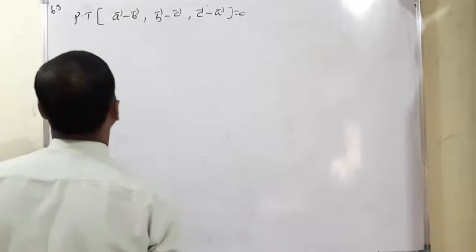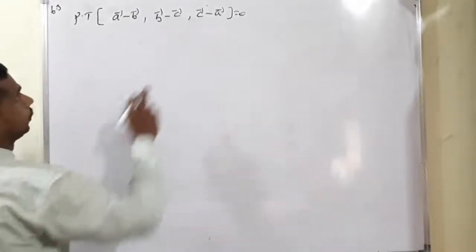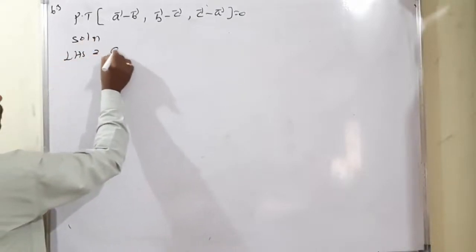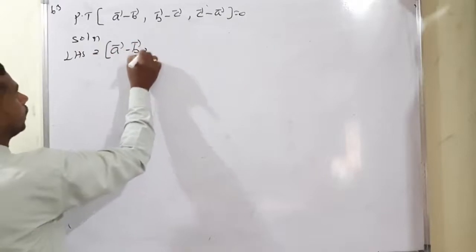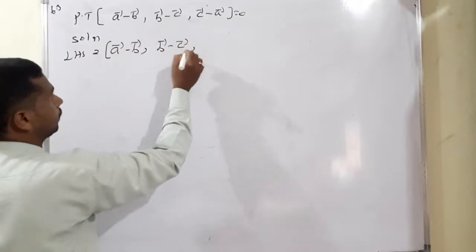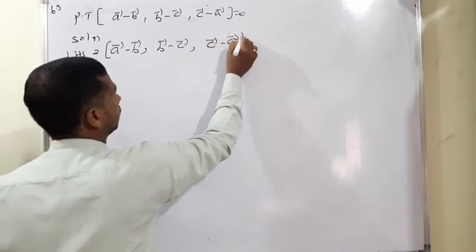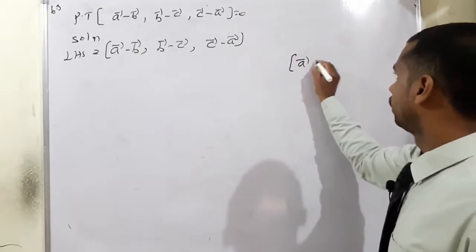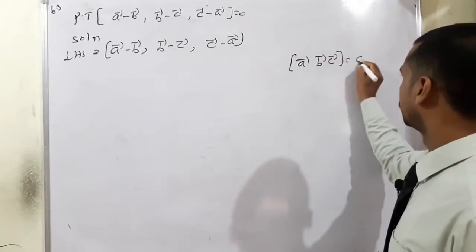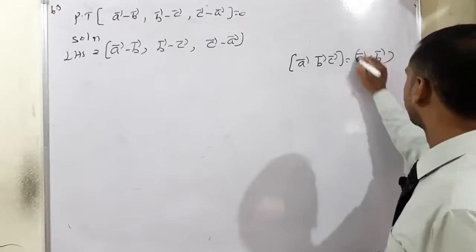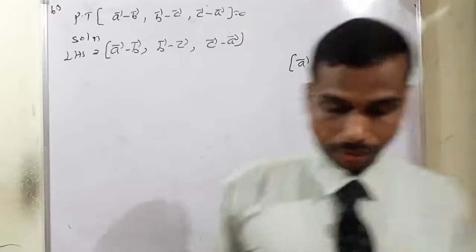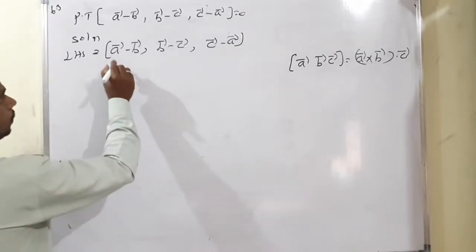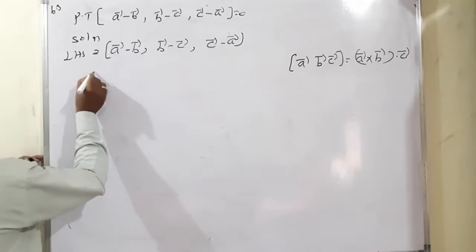Question number 3 from exercise 6.3. Prove that, we have to show it is equal to 0. LHS term. Solution. So, what is the LHS term? The box product of (A vector minus B vector), (B vector minus C vector), (C vector minus A vector). Already we know the box product [A vector, B vector, C vector] is equal to A vector cross B vector dot C vector, the scalar triple product. So now look at this. First this is considered for A vector, B vector.